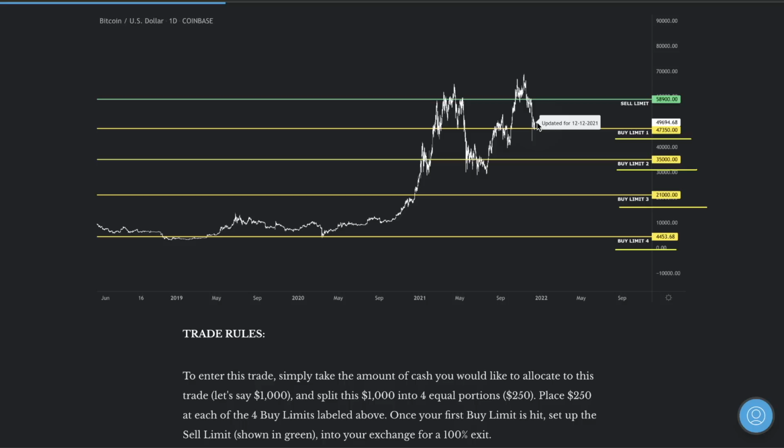Once your first buy limit is hit, you want to leave the rest of your buy limits where they're at. You do not want to be moving these because this is actually perfectly balanced for risk management based off where your first buy limit gets hit, okay? Once your first buy limit gets hit, you are also going to set a sell limit for 100% exit in your exchange. Coinbase, for example, says, okay, you want to set a sell limit? How much do you want to sell? And you put max. That will give you guys a max sell.